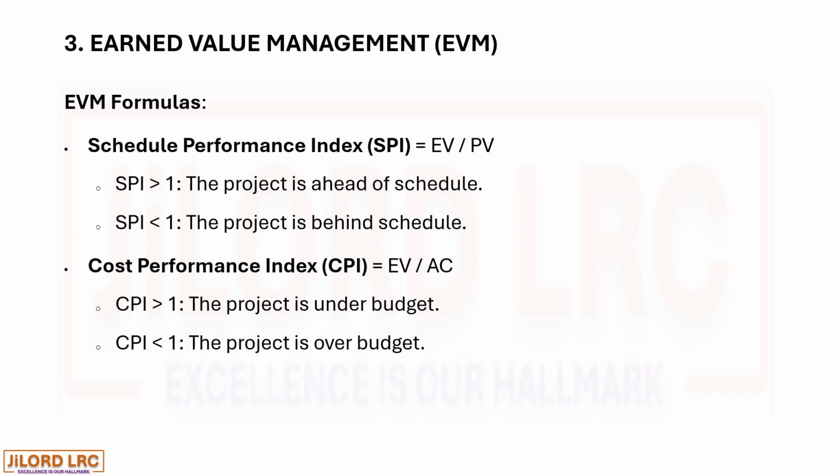Cost Performance Index equals earned value divided by actual cost. Where your CPI is greater than 1, it suggests the project is under budget or within budget. But where your CPI is less than 1, it indicates the project is above budget.